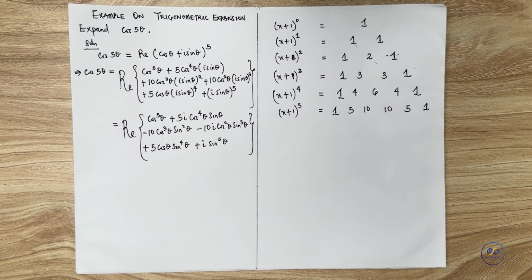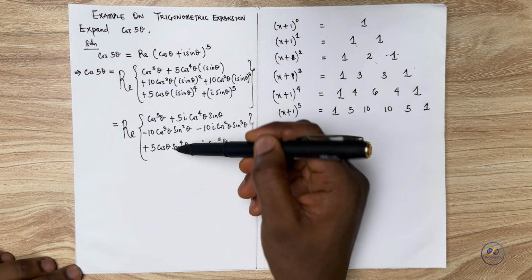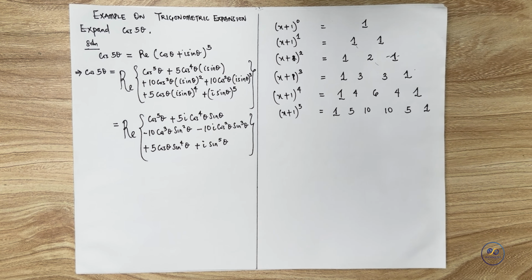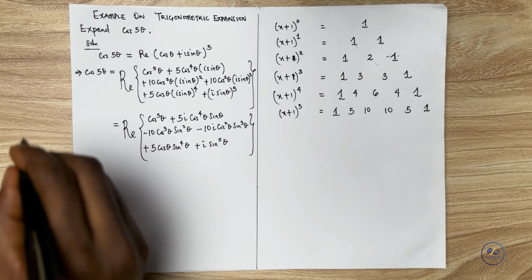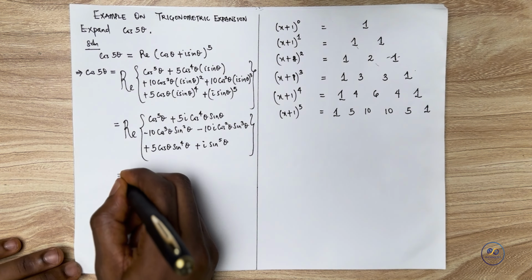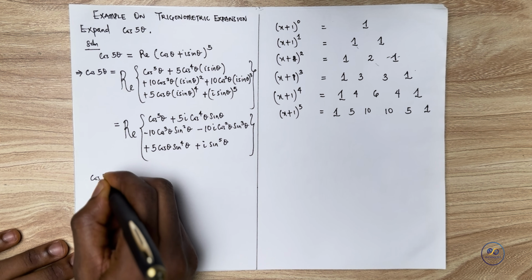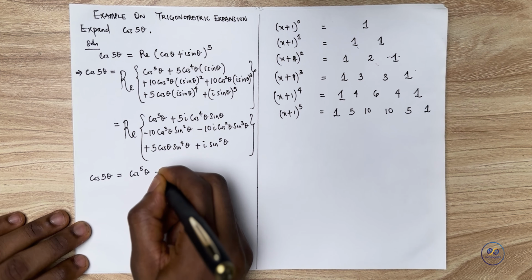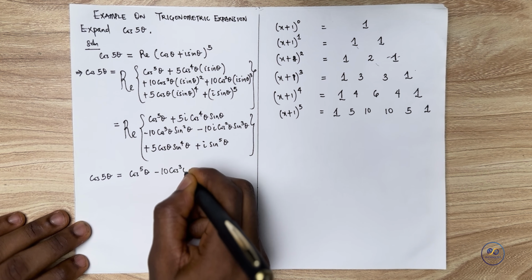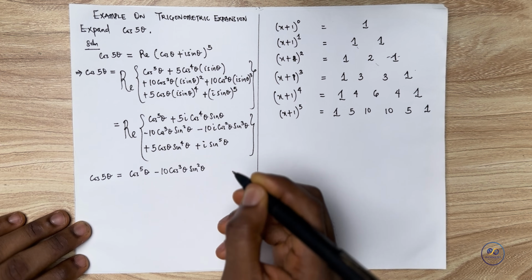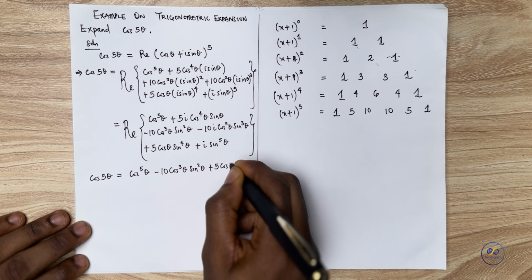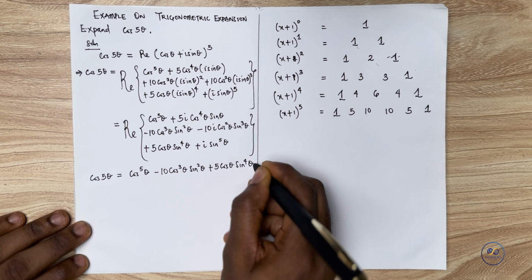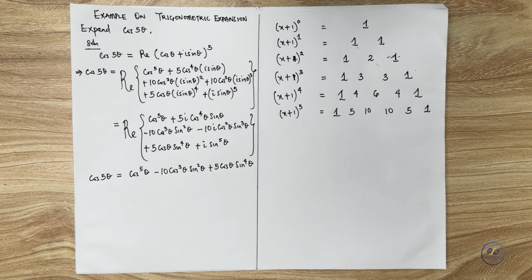So what do we notice immediately? We notice that after this expansion has been completed, the only parameters without an i value is simply 1, 2, and 3. The other three have the i value. So the ones without the i value are the real parts of the expansion. So it means that we can say that cos 5 theta is in fact equal to cos raised to the power of 5 theta minus 10 cos cube theta sine squared theta plus 5 cos theta sine raised to the power of 4 theta. And this is very, very correct.